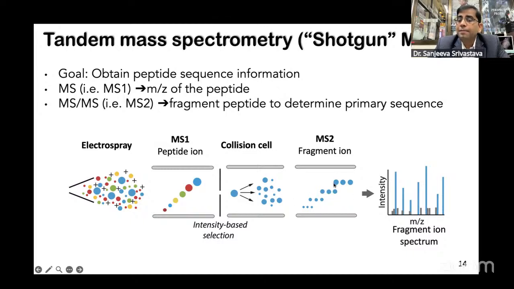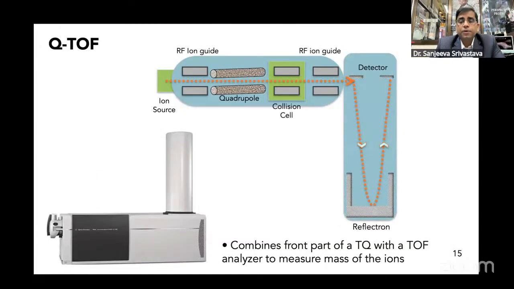So this is known as MSMS. If you had only one mass analyzer, that is only MS1. If you have 2 mass analyzers, that is MS2. This is known as tandem mass spectrometry. And therefore, you need to look at a configuration of the mass spec where you have at least 2 mass analyzers available. For example, QTOF.